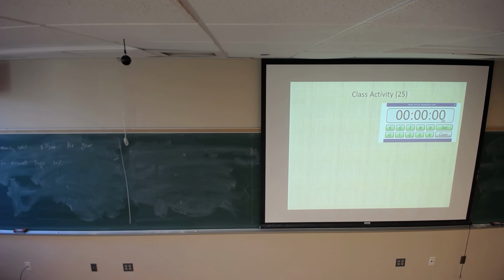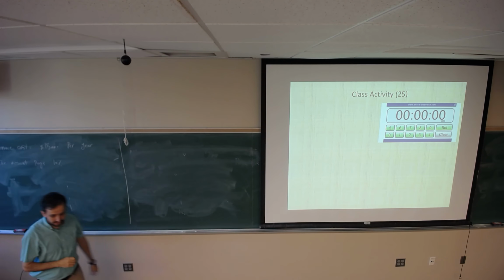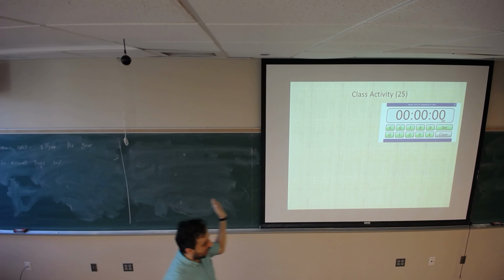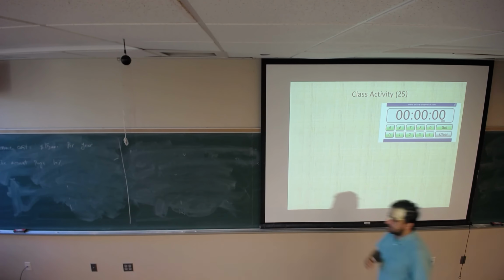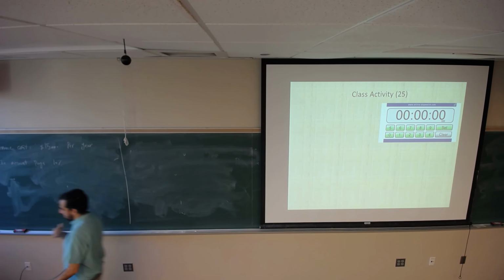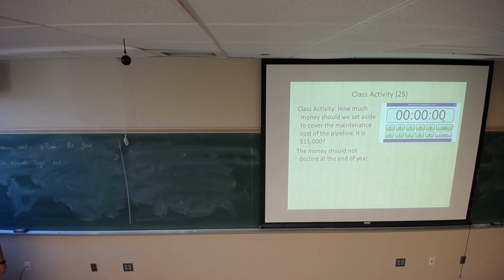So the account pays 10%. How much money should you set aside in this account, which can cover $15,000 per year, and it can cover this maintenance cost forever? Is that clear?